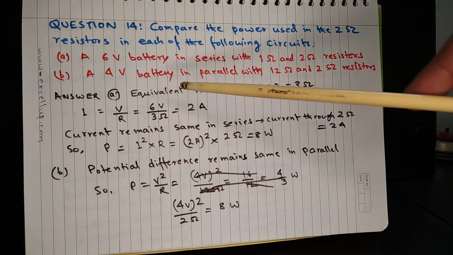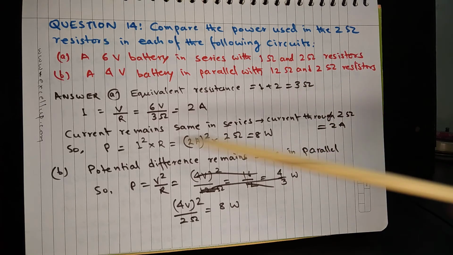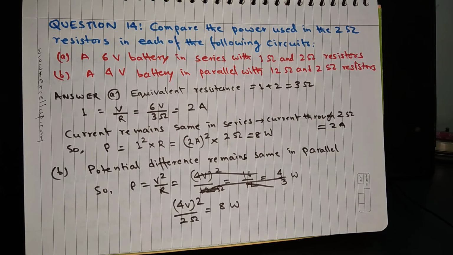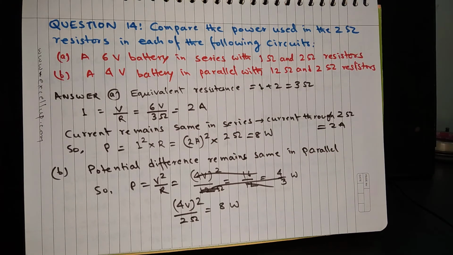Now in case of A, the equivalent resistance is the sum of the given resistors, so it is 1 plus 2 equals 3 ohm. So current I is equal to V upon R, which is 6 volt upon 3 ohm, equal to 2 ampere.